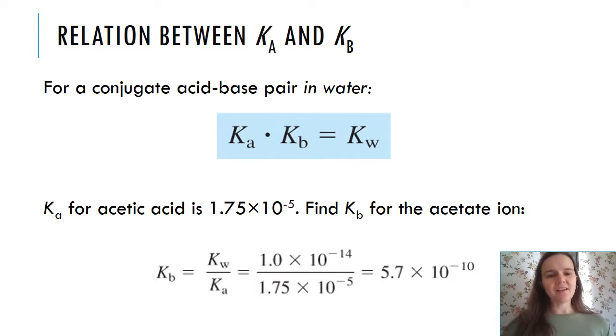This means that if you have the Ka for something, then you're able to calculate the Kb. So in this case, we have the Ka for acetic acid, 1.75 times 10 to the minus 5, and we're going to solve for Kb. We take Kb, we isolate it, so we take Kw over Ka. We plug in our known numbers for Kw and Ka, and we're able to calculate the Kb.